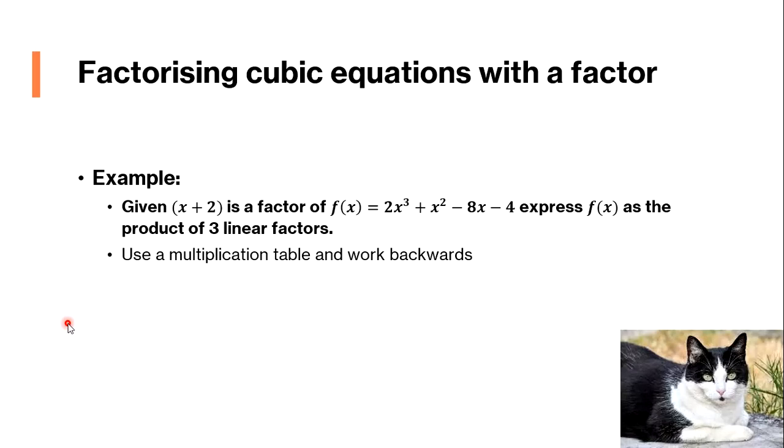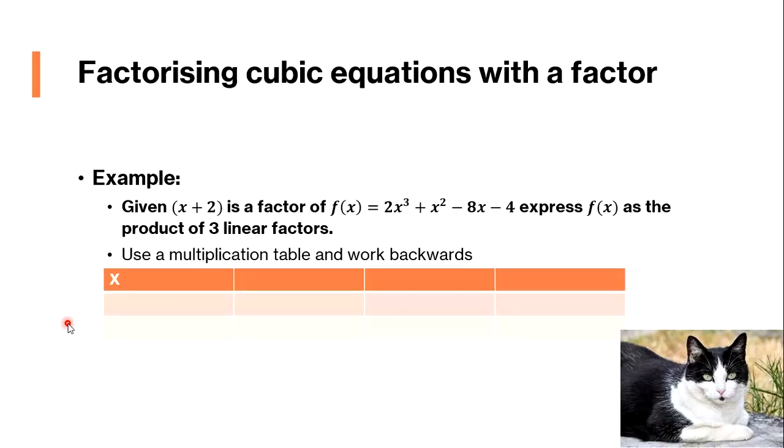So for this, we're going to use a method we've used in a previous video, which is using a multiplication table and working backwards. Here's our multiplication table. We'll fill in the bits we know. So we know there's a factor of x plus 2, so x plus 2 times something gives us this. And we know that the highest power must go in the top left one next to the x. So x times something makes 2x cubed. That something has got to be 2x squared. And 2x squared times 2 gives us 4x squared.